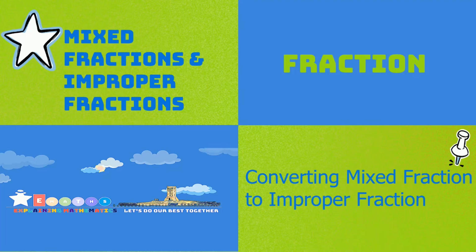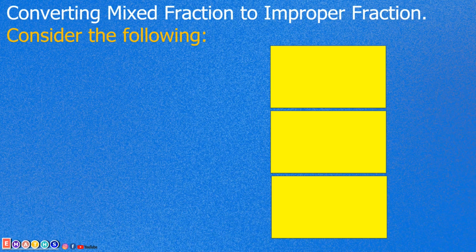Mixed fraction and improper fraction. We are now going to learn how to convert mixed fraction to improper fraction. Let's consider these three examples. First example, we have 2 3/4. We need to convert this mixed fraction 2 3/4 to improper fraction.